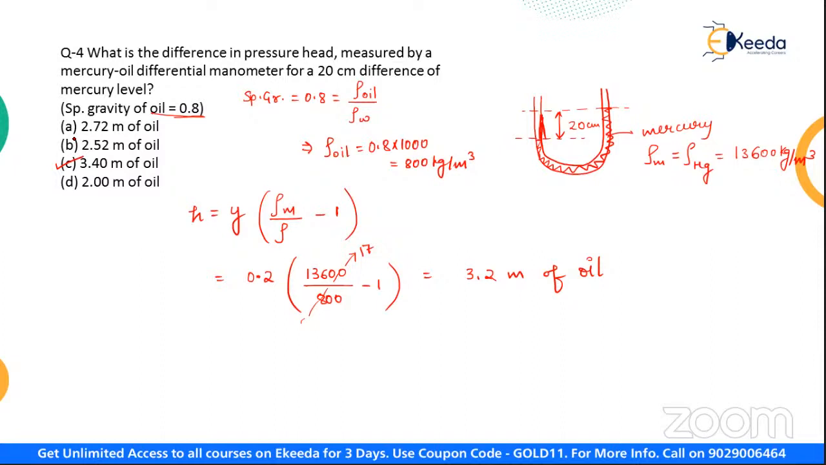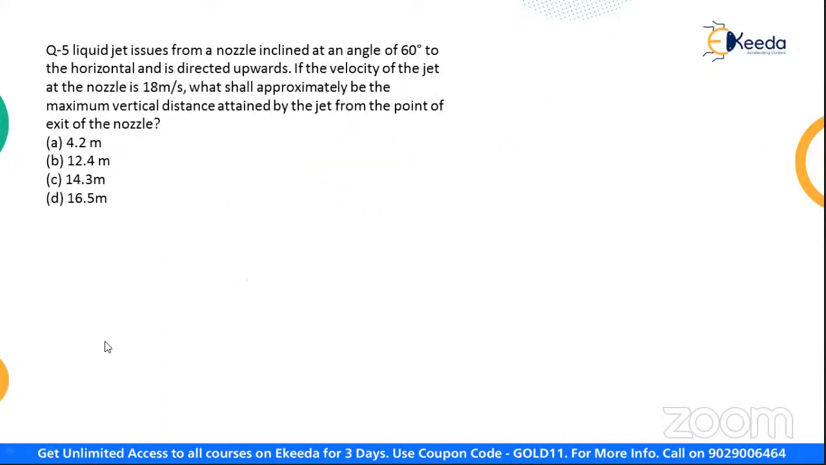Now moving on to the next question, that is question number 5. A liquid jet issues from a nozzle inclined at an angle of 60 degrees. Let's say this is the nozzle.